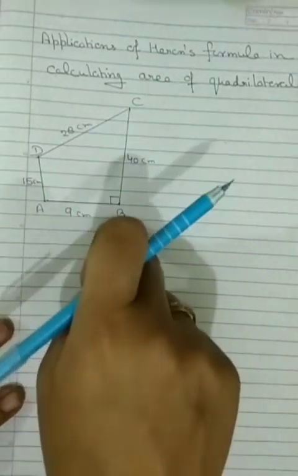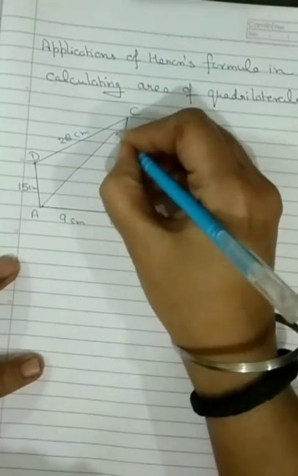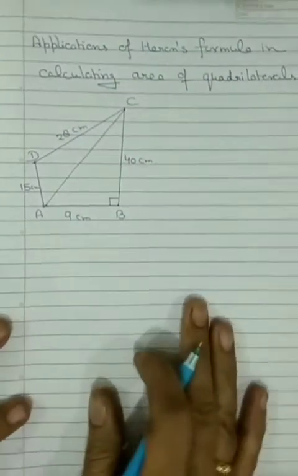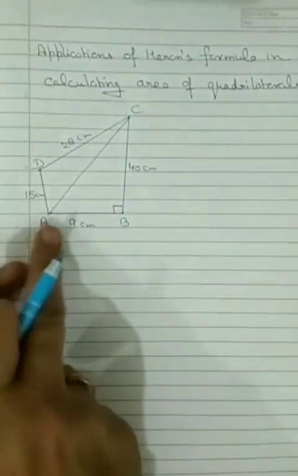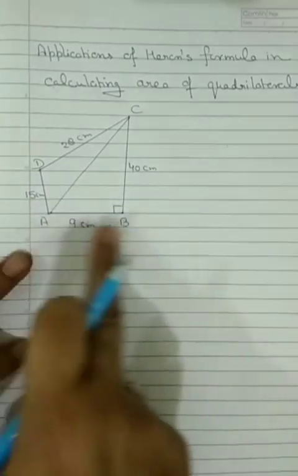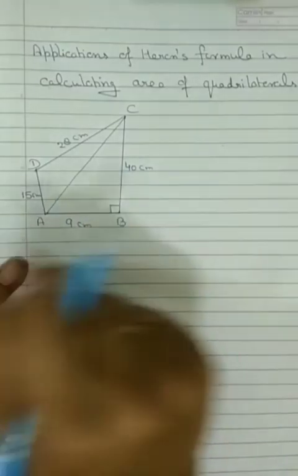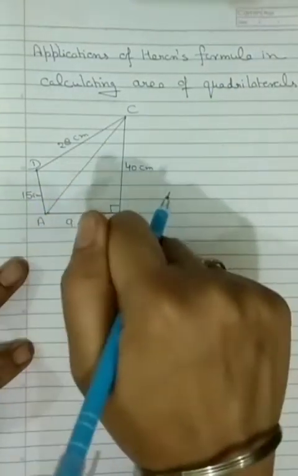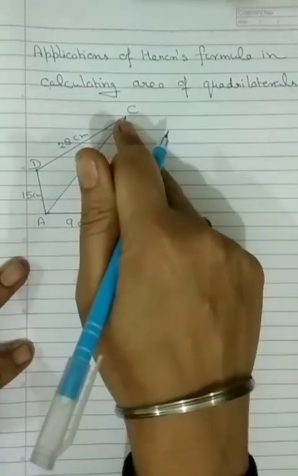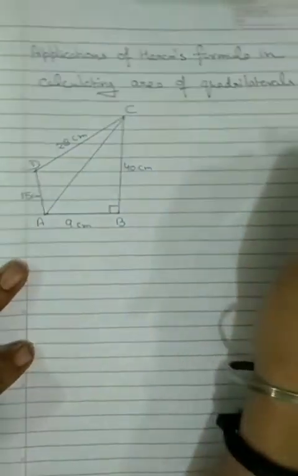For this, firstly we will split this quadrilateral in two triangular parts. We'll draw one of the diagonals of this quadrilateral. Here AC diagonal is drawn. Now we can see it is divided in two triangles, triangle ABC, which is a right angle triangle, and triangle ADC. So firstly we'll calculate area of this right angle triangle ABC, and then we'll calculate area of triangle ADC.